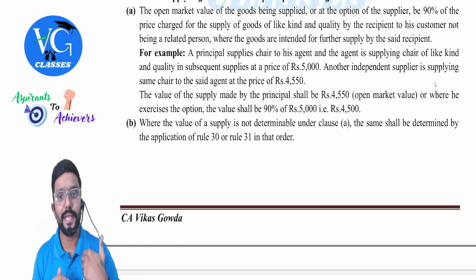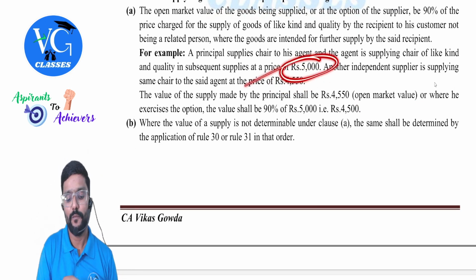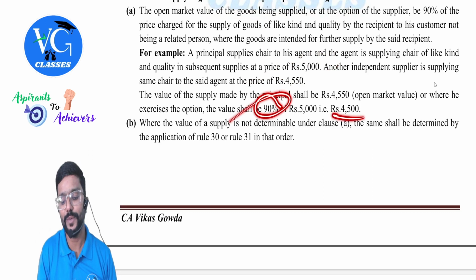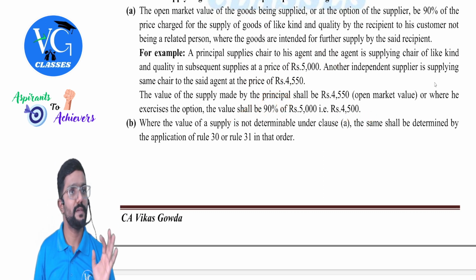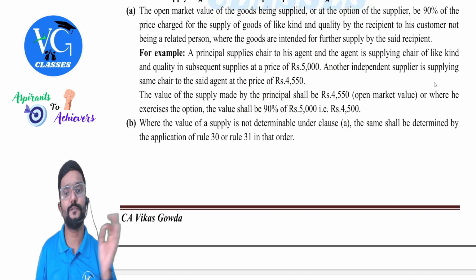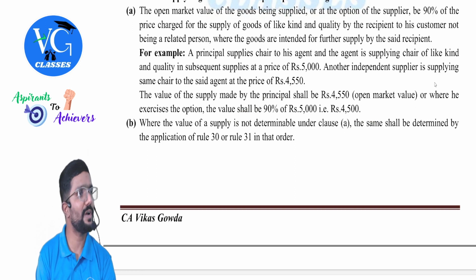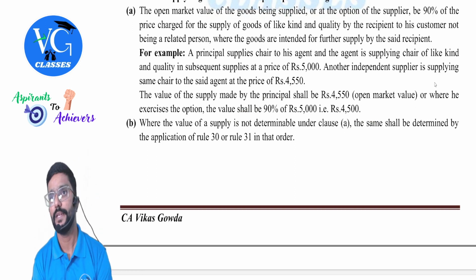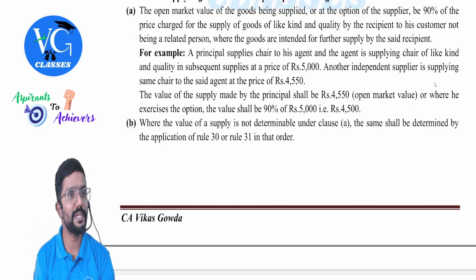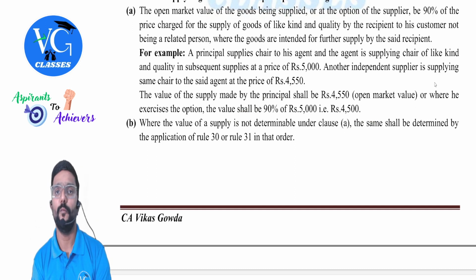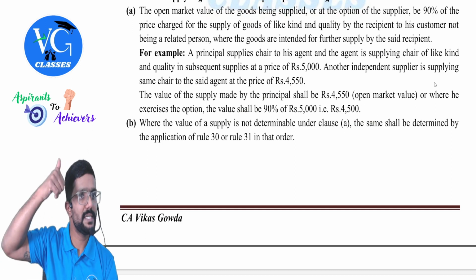Or, guys, the agent is supplying a similar product at what price? 5,000. We need to take 90% of that. How much is that? 4,500. The choice is the principal's. You can either take the value as 4,500 or as 4,550, guys. He can choose whichever is beneficial to him. Even if he chooses whichever is lower, it is okay. Is that clear?